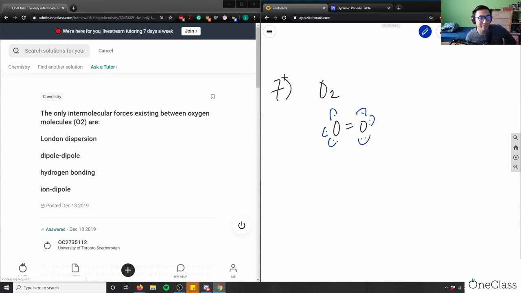So now it's saying the only intermolecular forces existing between oxygen molecules are, so it says London dispersion. Again, London dispersion exists in any molecule because it depends on the size of the molecule. So London dispersion exists anywhere, so London dispersion is an answer. Dipole-dipole also exists, right? In this case, do I have a dipole, right?